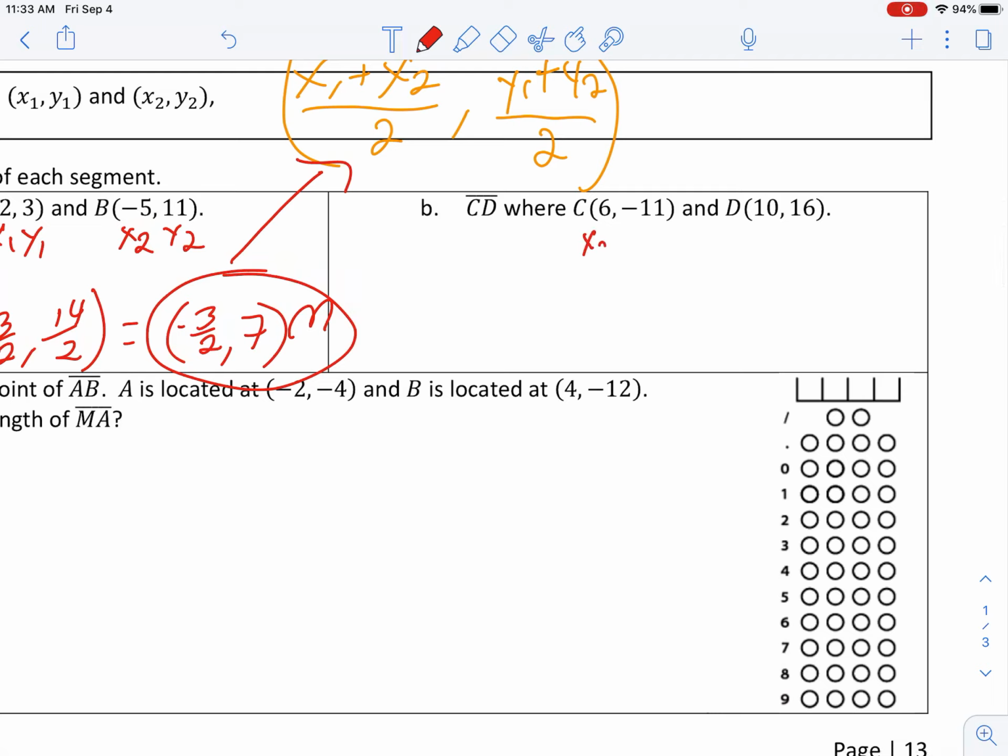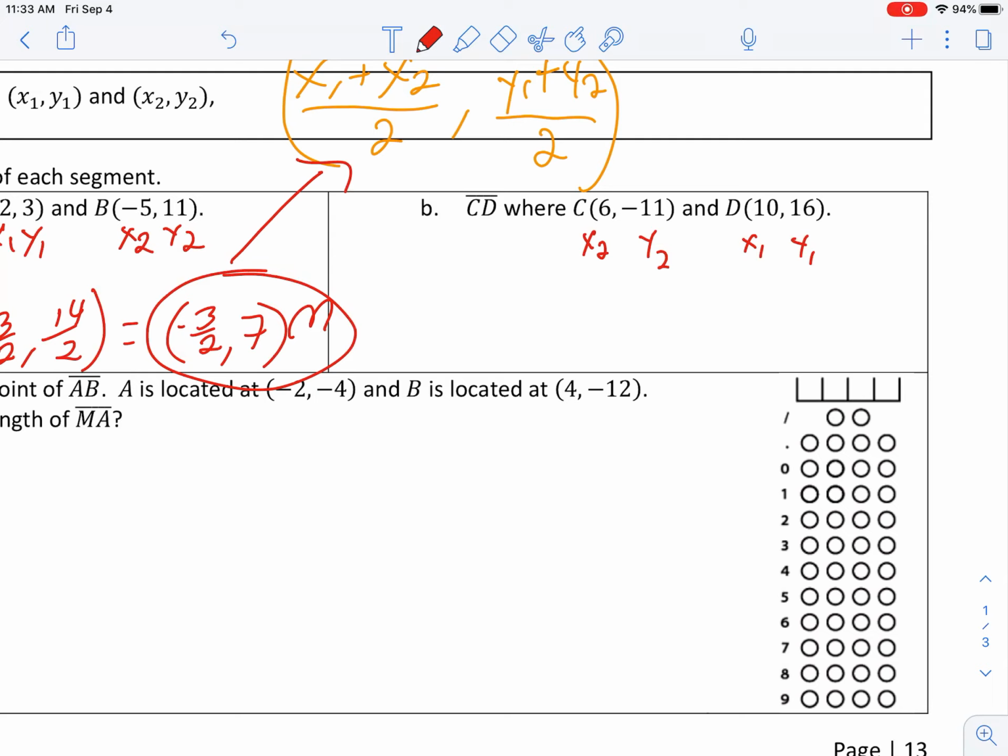On CD, like I said, I don't care which you call these. I can go ahead and call this x2, y2 to start off with. Just be consistent, okay? Don't mix together and accidentally say, hey, this is x1 and y2, and then this one is, no, you've got to keep the 2's and 1's together.